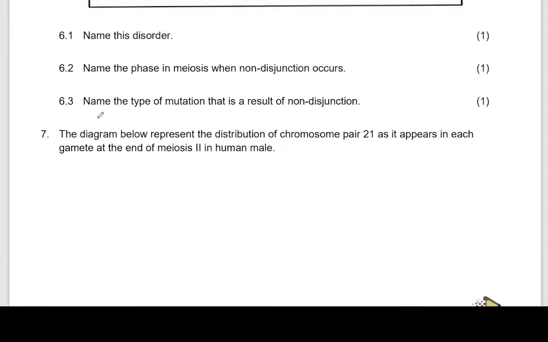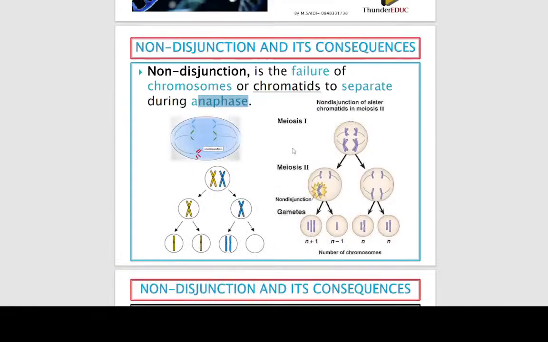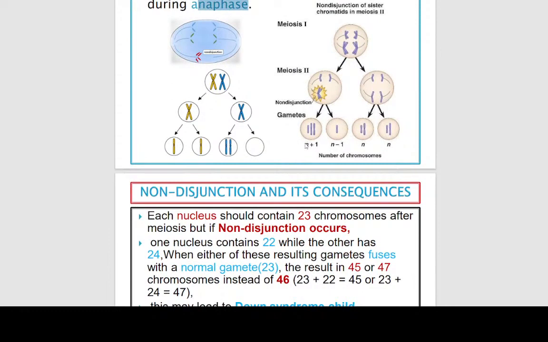Then they are saying: name the type of mutation that is the result of non-disjunction. Remember I said that this kind of mutation, because we are changing the number of chromosomes, can't be gene mutation. It is chromosomal mutation. It's the whole chromosome which is changing. We can call it chromosome mutation or chromosomal aberration. Why go for aberration? Stressing you. Chromosome mutation. Simple. Simplify your life.